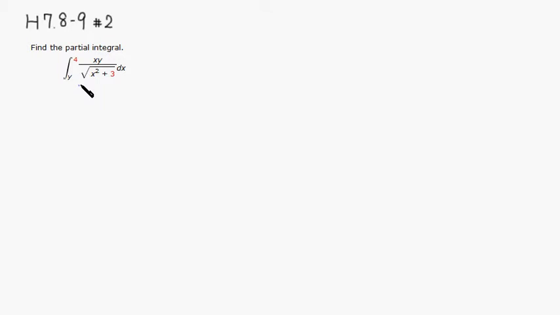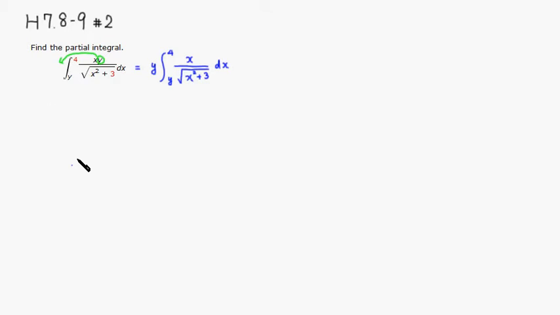We are integrating with respect to x, which means that y is a constant. So if y is a constant, we can put it outside. We can write it as y outside, then an integral from y to 4 of x over the square root of x squared plus 3 with respect to x.